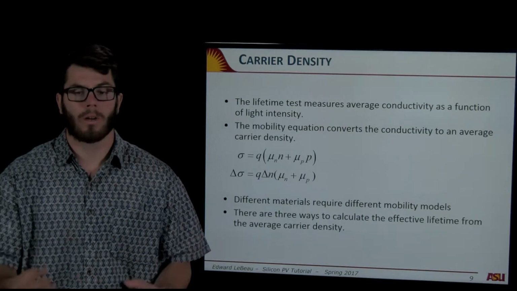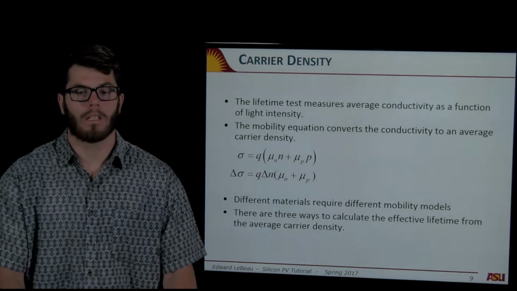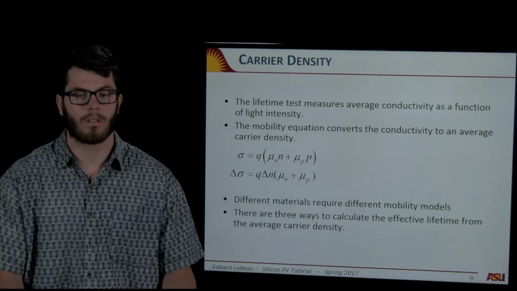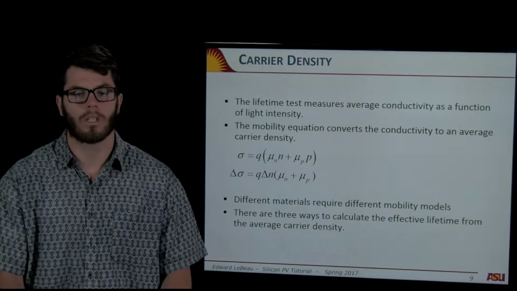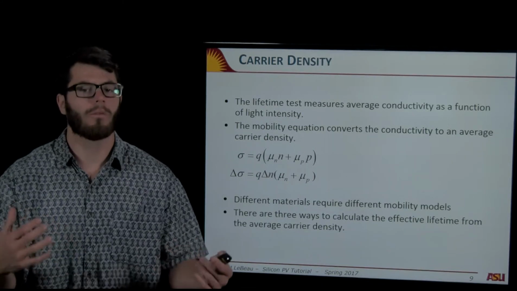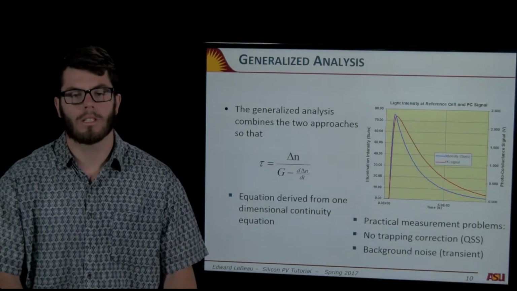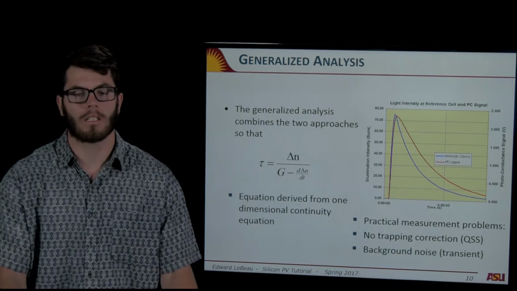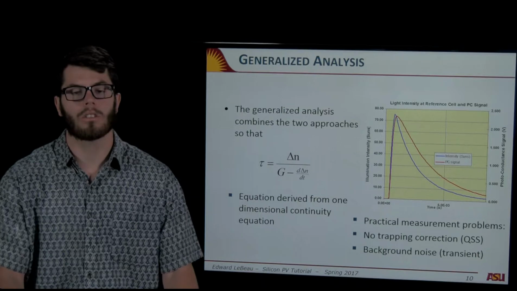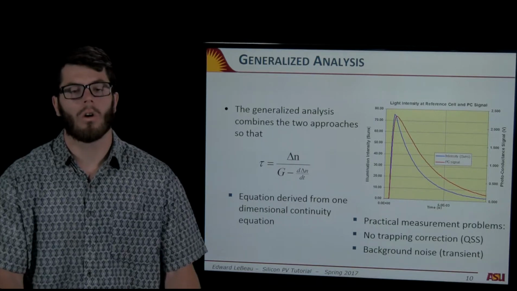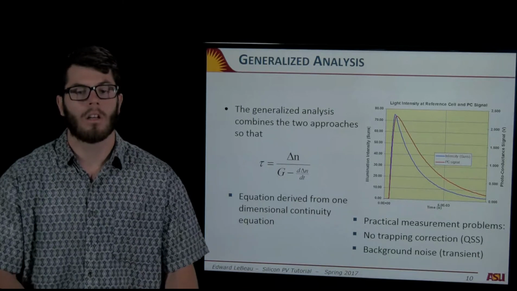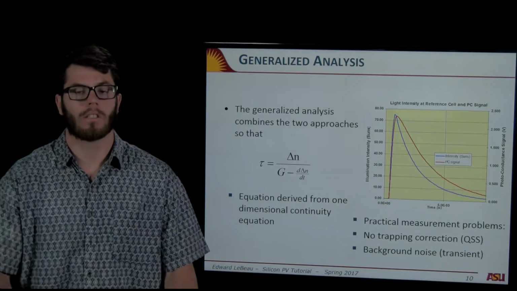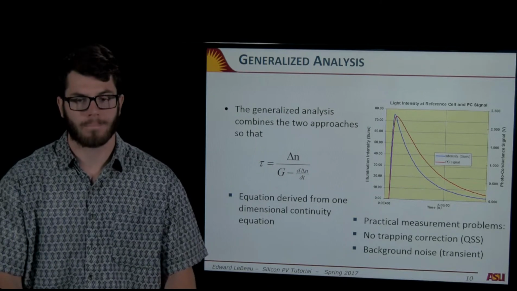So there's a couple different ways to get lifetime out of the conductivity. And if you look at those two equations, those are both very useful equations. There's really three ways to do it, but the main one is a generalized analysis. And if you look at that equation, it's basically your lifetime is the change in your carrier density over your generation minus the rate of change of your carrier density with respect to time.